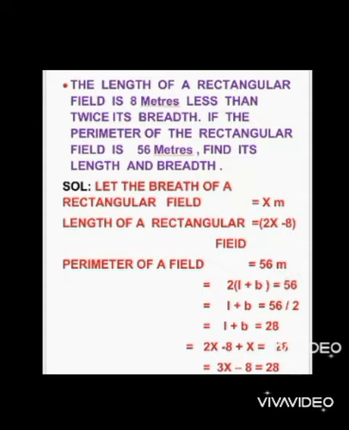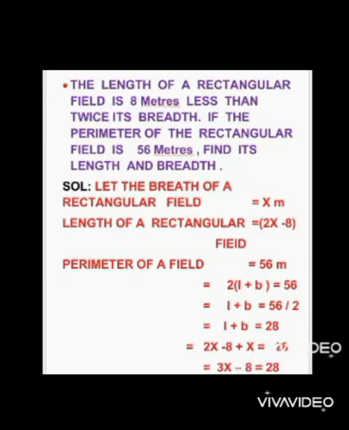Now, first let us transpose 2 to the other side. Then L plus B is equal to 56 by 2. If you divide 56 by 2, you will get 28 meters. Now L plus B is equal to 28 meters. Now let us substitute the length and breadth values. Length we have considered as 2x minus 8, plus breadth which we considered as x, is equal to 28 meters. Now add both the x variables, 2x plus x is 3x, minus 8, is equal to 28 meters.